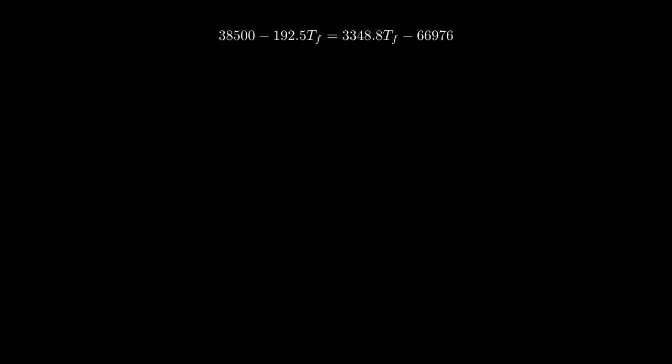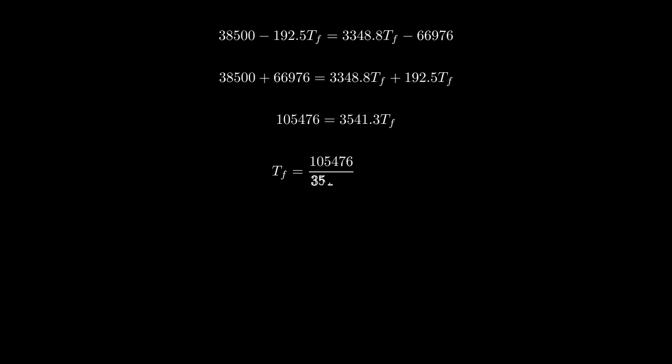3,348.8 T final minus 66,976. Moving all T final terms to the right and constants to the left, we get 38,500 plus 66,976 equals 3,348.8 T final plus 192.5 T final. This simplifies to 105,476 equals 3,541.3 T final. Dividing both sides gives us T final equals 105,476 divided by 3,541.3, which is approximately 29.8 degrees Celsius.